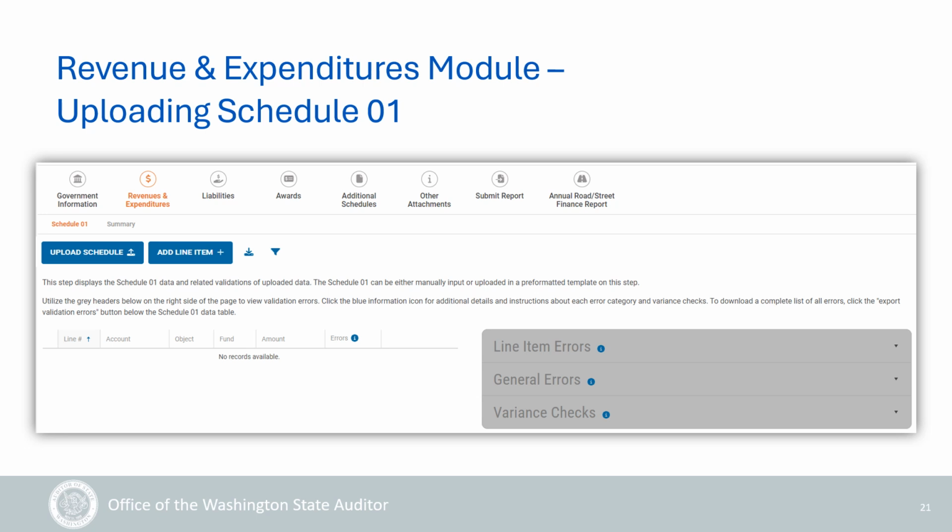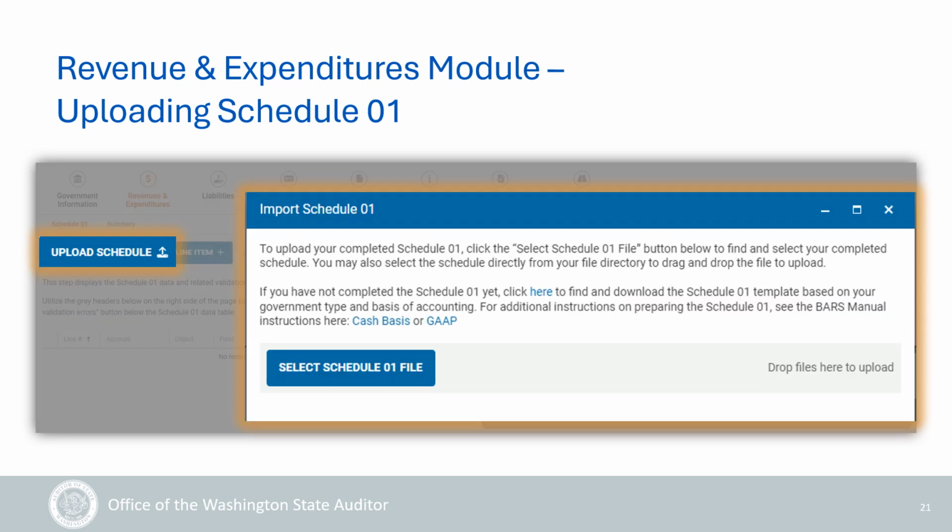Click Upload Schedule to open the pop-up window, and then click Select Schedule 01 file to find and upload the Schedule 01 that is saved to your computer. This is assuming you have already completed the Schedule 01. If that is not the case, we also provide links to the BAR's Reporting Templates page, where you can find the Schedule 01 template for your government type and basis of accounting. There are also links to the Schedule 01 instructions in the BAR's manual.